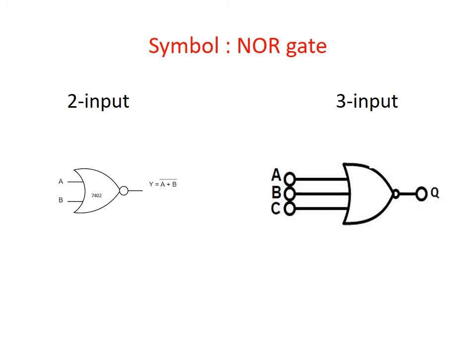This is a symbolic representation of NOR gate. The first symbol is of 2 input NOR gate and the second symbol is 3 input NOR gate. A, B, C are the inputs and Q is output, or A and B are inputs and Y is output. Y is equal to (A plus B) whole bar.